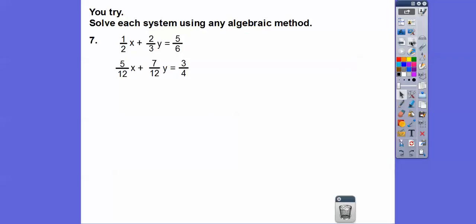Okay, you guys don't like fractions, so let's multiply by a common denominator. In this equation, it's times 6. In this equation, it's 12. All the denominators go into 12. All of these denominators go into 6, okay? That just means 6 times this, times this, times this, 12 times this, times this, times this. So I'm going to do that right there.